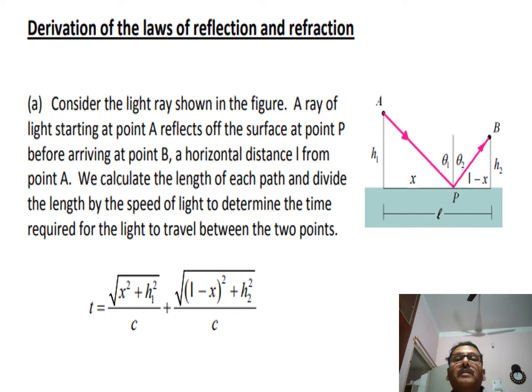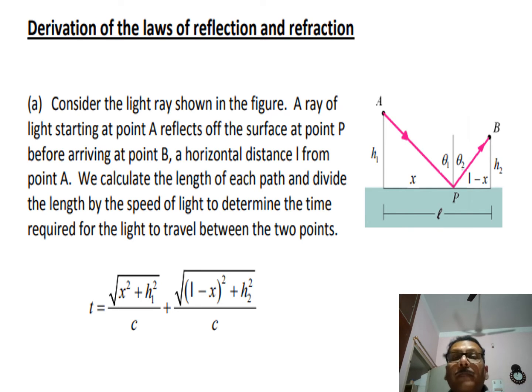To derive the laws of reflection, let us consider this figure in which a light ray starting at point A reflects off the surface at point P before arriving at point B, a horizontal distance L from point A. We calculate the length of each path and divide the length by the speed of light to determine the time required for the light to travel between the 2 points.